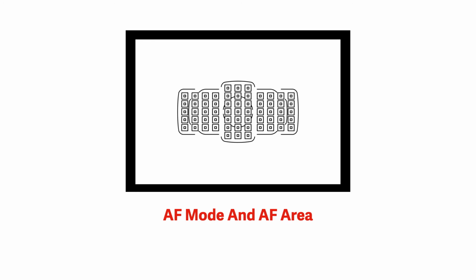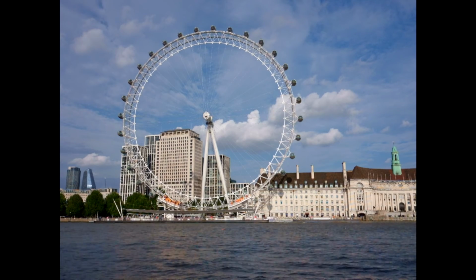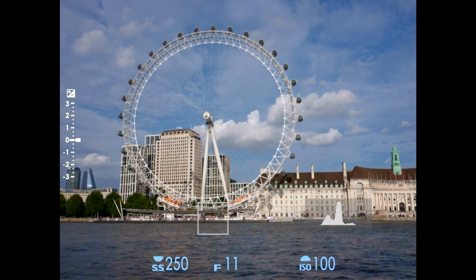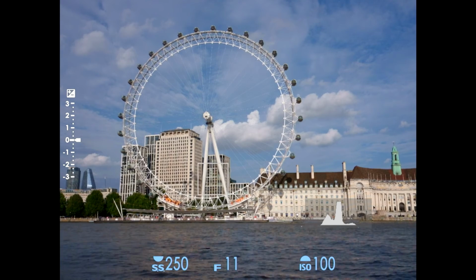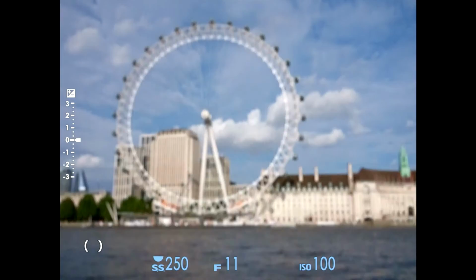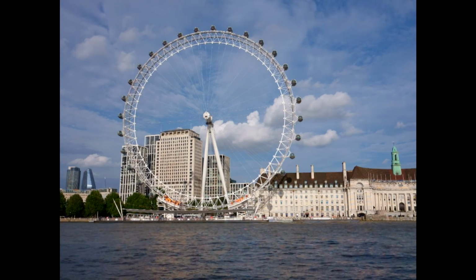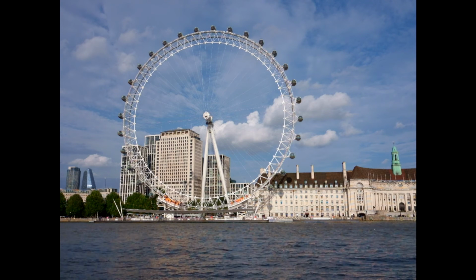Autofocusing modes tell the camera whether it is expected to focus on static or moving subjects. One-shot mode is suitable for static subjects. When you depress the shutter release button halfway, the camera will lock the focus and wait for you to take a picture. The camera will also usually beep, or a green circle will appear to indicate that the focus has been achieved.